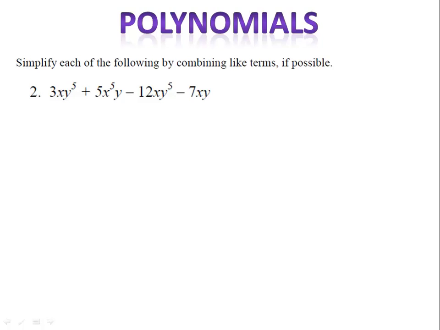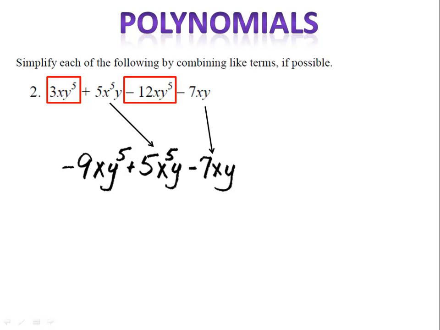Now, in this case, I have multiple variables, and this can be a little bit more tricky. We need to find exactly the same variables with exactly the same exponents. Notice here we have 3x to the 1st, y to the 5th, and on the other side we have negative 12, x to the 1st, y to the 5th. These are like terms because they're both x to the 1st, y to the 5th. 3 minus 12 is negative 9. There's nothing to combine the other two terms with. The 5x to the 5th y doesn't match up with anything else, and neither does the minus 7xy. So we just brought those down.